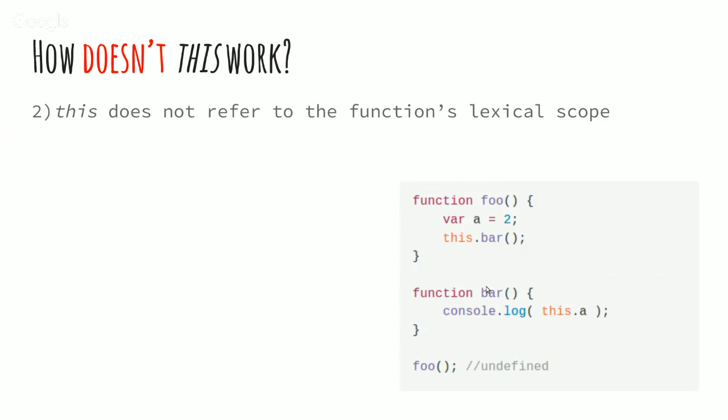So the second way that this does not work is that it does not refer to the function's lexical scope. So let's look at an example here. We define this function foo. We set a variable a equal to 2 within this function, and then we call this.bar. So this.bar, I'm sorry, function bar. I suppose this would probably get hoisted in any case. No, it doesn't. It breaks in 2 different places.